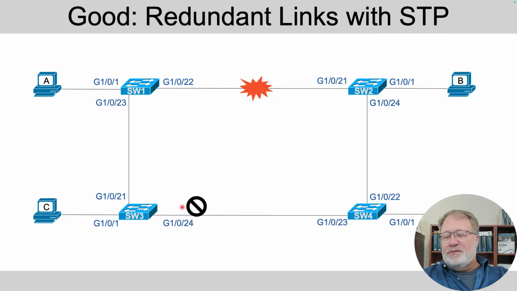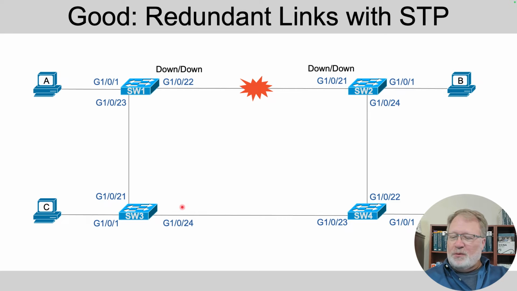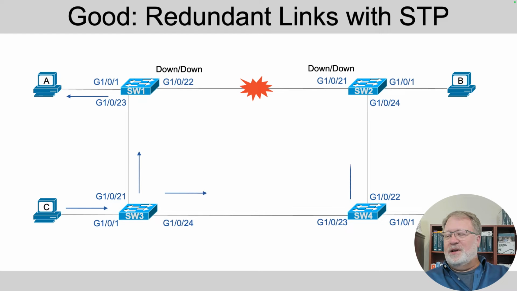If that top link fails, then we remove the blocking state from the interface. That link goes down, and then we remove that blocking state, and frames can flow across that bottom link and reach the other devices in the network. All right, so that's a bit of context behind why we want spanning tree.